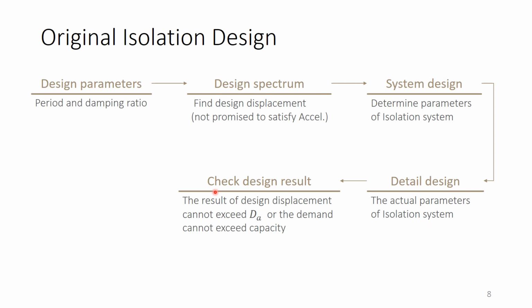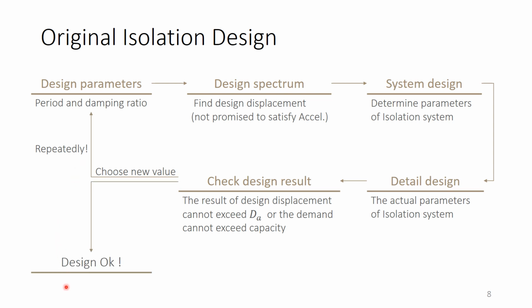Then we will check the design result to check if the design displacement exceeds the allowable displacement, or the demand exceeds the capacity or not. So if the result is not okay, we have to choose a new value and do the design procedure repeatedly again. So if it is okay, then the design is finished. So for the original isolation system, we have to do the procedure repeatedly.